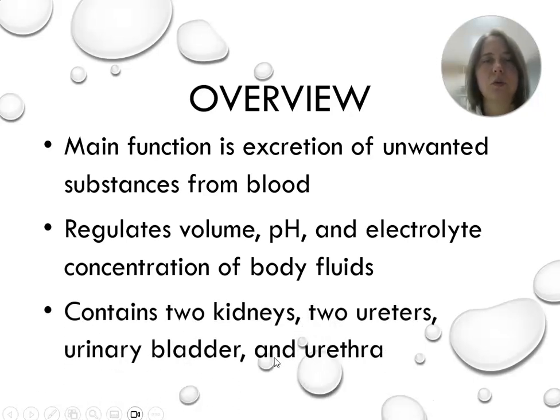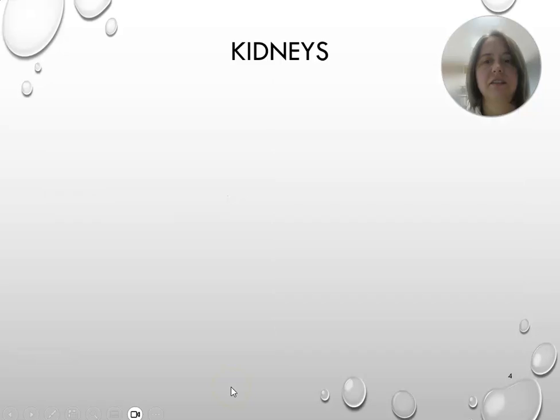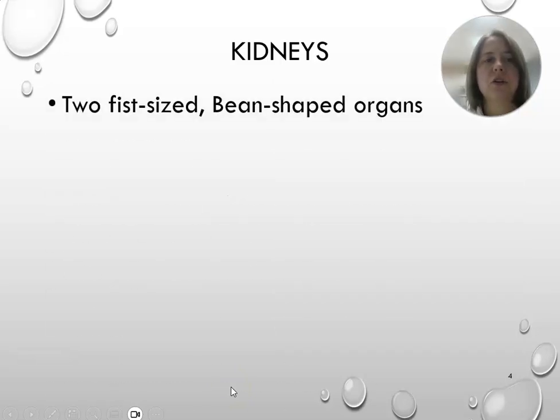All right, so what makes up the urinary system? You have 2 kidneys, 2 ureters, a urinary bladder, and a urethra. Let's start with one of the main players, the kidney. So please write this down.